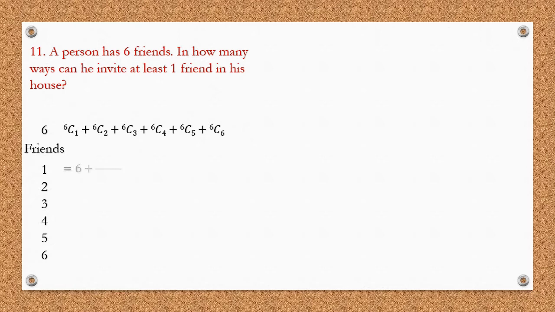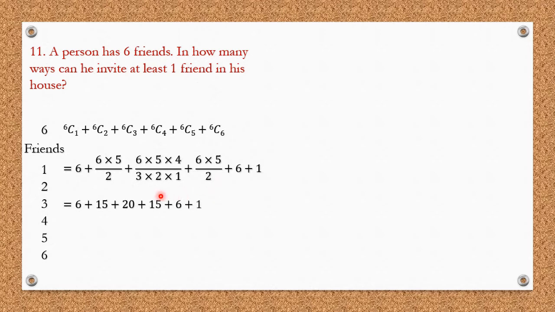Now 6C1 is 6. 6C2 is 6 into 5 upon 2. 6C3 is 6, 5, 4 upon 3, 2, 1. 6C4 is equal to 6C2, using our standard format. So that is again 6 into 5 upon 2, meaning it's the same. For 6C5 we have used one of the standard results, that is nC(n minus 1) is n, so 6, and 6C6 is 1. So simplifying this value, we get 6 plus 15 plus 20 plus 15 plus 6 plus 1, and your total answer here will be 63. So there are 63 ways in which a person having 6 friends can invite at least one friend in his house.